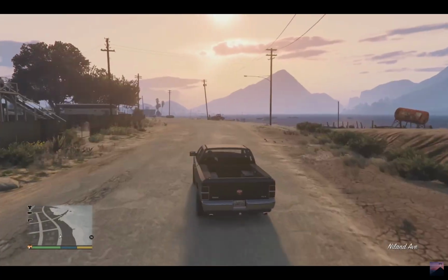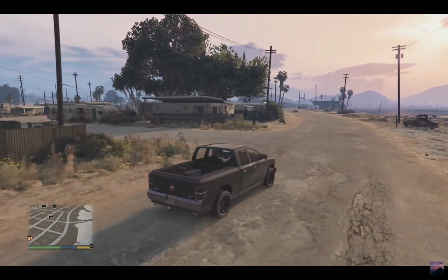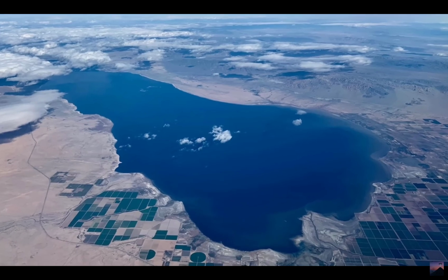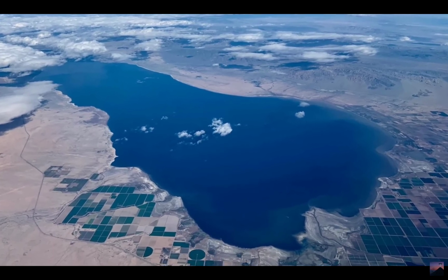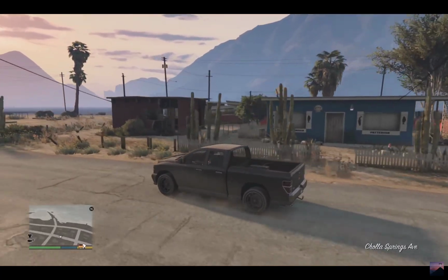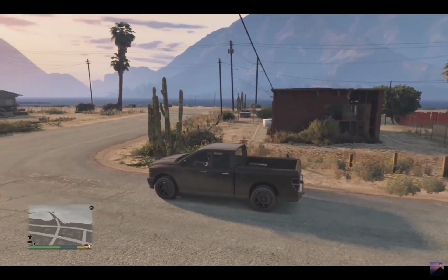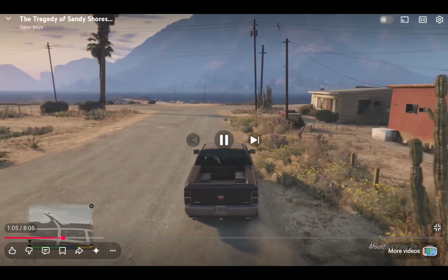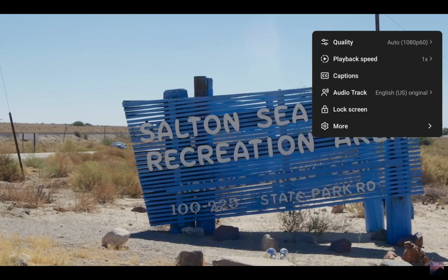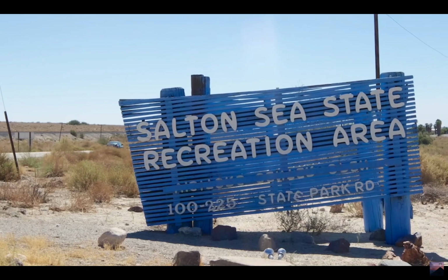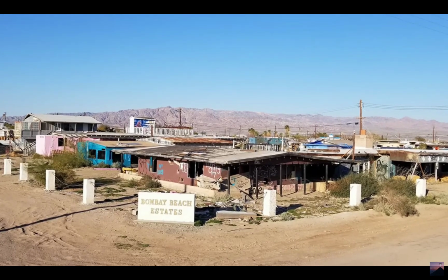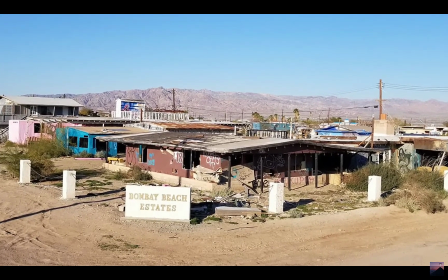Now, obviously, every location in GTA 5 is based on somewhere in California, and the Alamo Sea is based directly on the Salton Sea, a very interesting location. So you've probably all noticed that Sandy Shores is a complete dump. Abandoned vehicles, abandoned buildings, it looks like nobody lives there at all. Because Sandy Shores is directly based on the surrounding locations of the Salton Sea in real life. One of these examples is Bombay Beach. It's pretty much a wreck in real life, and this is what they based Sandy Shores on.